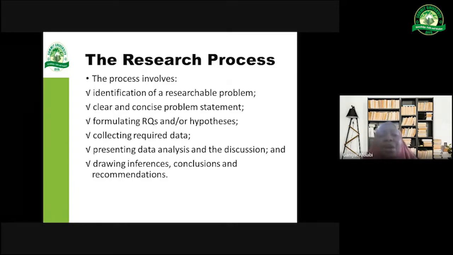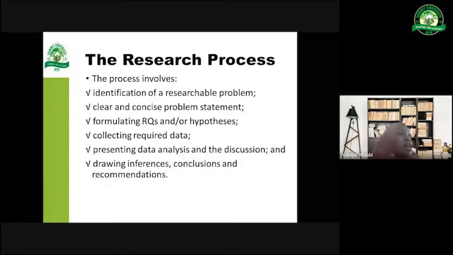You identify your research problem, and you make sure that the problem is researchable. Which means you must be able to arrive at a particular solution. After getting your research gap, you have to define a very clear and concise problem statement for your research gap.